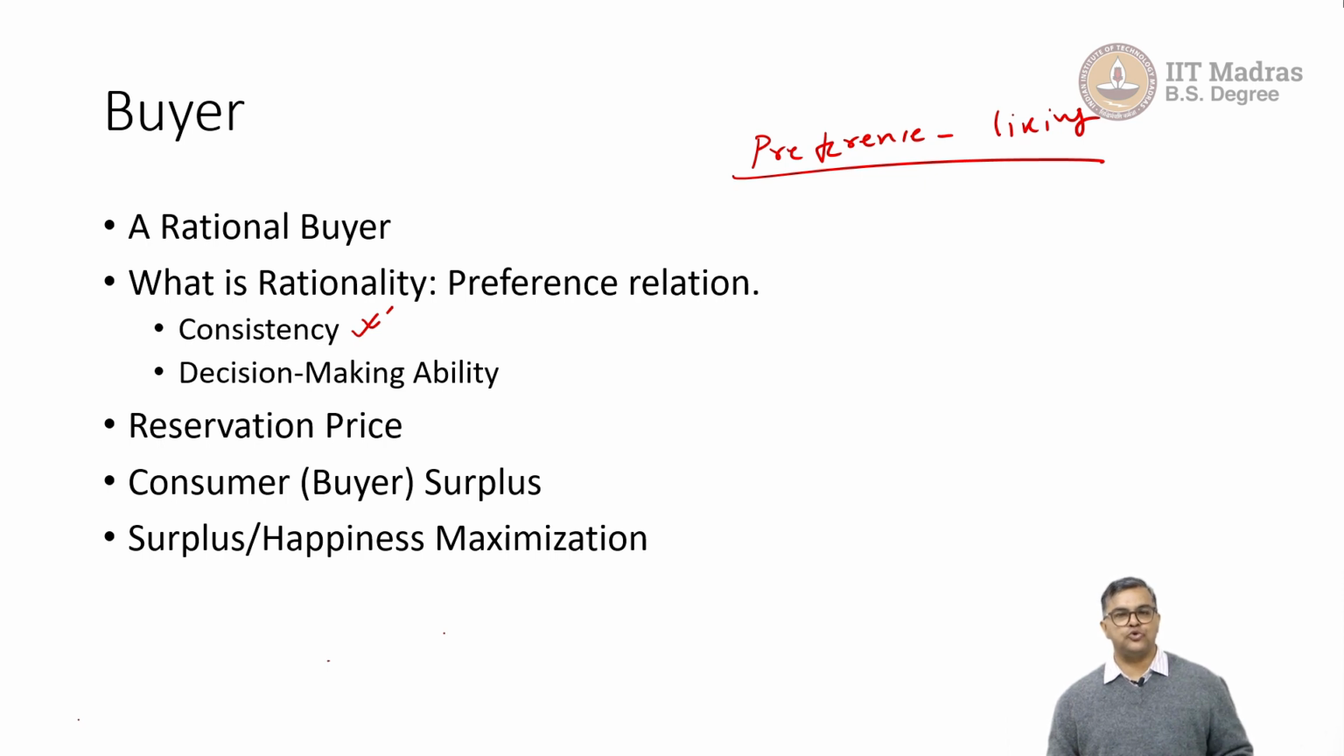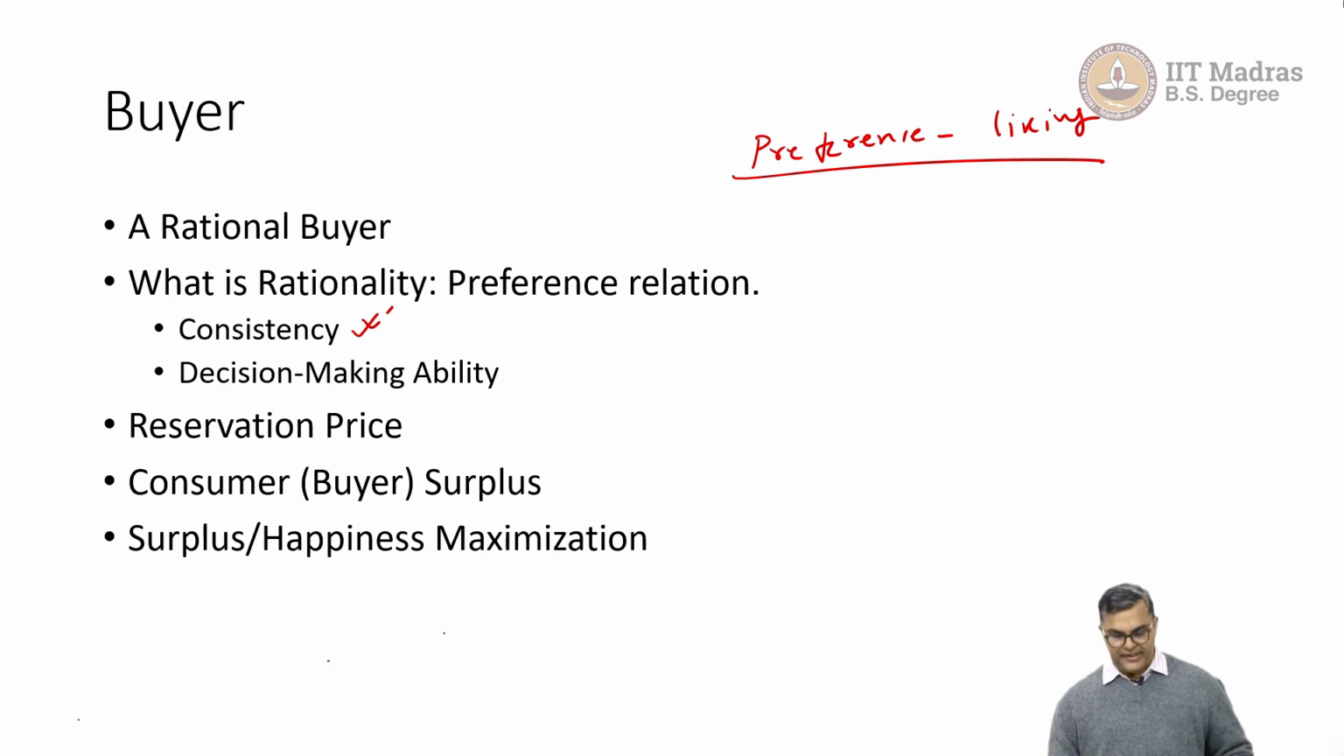If you like Coke to Pepsi, then it is going to be Coke all the time over Pepsi. So, this is the kind of consistency we are talking about. We will get into more details of consistency, we will learn things later on. And the second is decision making ability. When your friend gives you a choice, then you are able to decide.